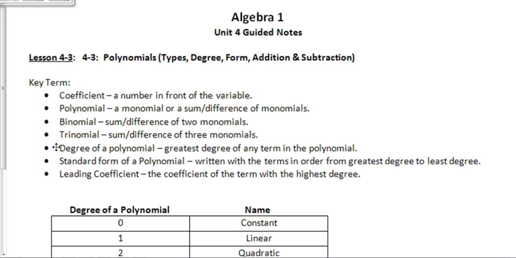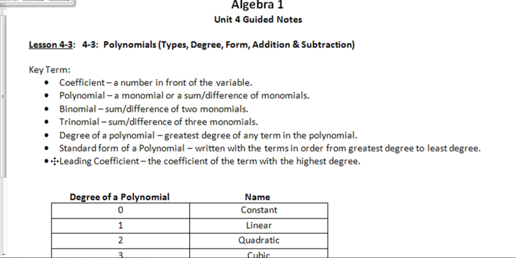Degree of a polynomial is the greatest degree of any term in the polynomial, and we use this degree to basically put things into the next term, standard form of a polynomial. It's written with the terms in order from greatest degree to the least degree. And your degree, when you get into graphing, dictates what graphs look like. Leading coefficient is the coefficient of the term with the highest degree. So whatever has the highest exponent, the number in front of that variable is simply the leading coefficient.